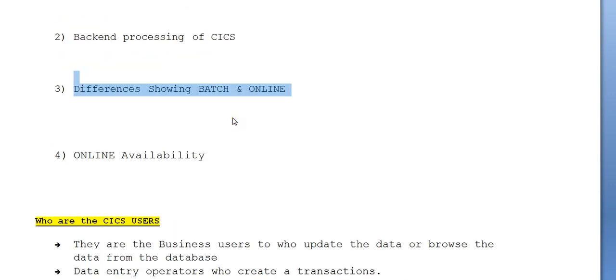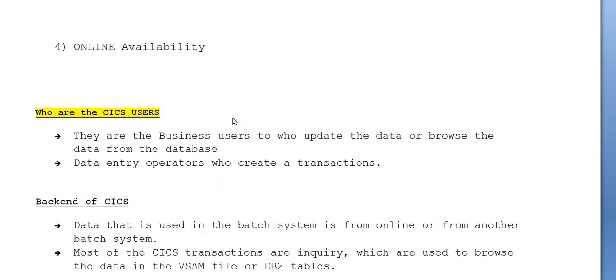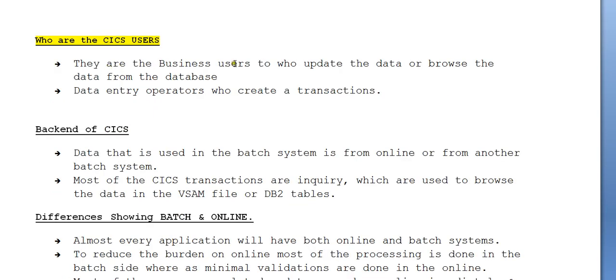Okay, so let's start with the users. Who would be the users? They are the business users who update the data or browse the data from the database. We develop applications and provide screens to the business people. They open the mainframe CICS screen with the transaction ID and log in, they enter the details on the front-end screen, and it will be stored in a particular VSAM file or a particular database gets updated.